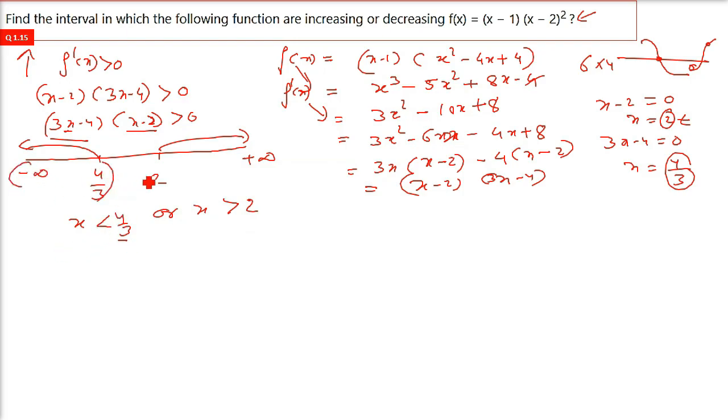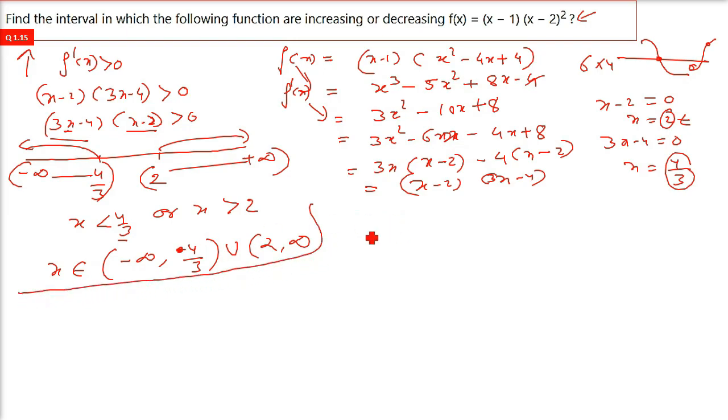x is less than 4 by 3 means what? And x is greater than 2 is what? x should be in between, because anything which is lower than 4 by 3 is negative infinity. So you go from negative infinity to 4 by 3, and you can just union it, combine it with 2 to infinity. So this is the union, and this is the solution for the increasing one.